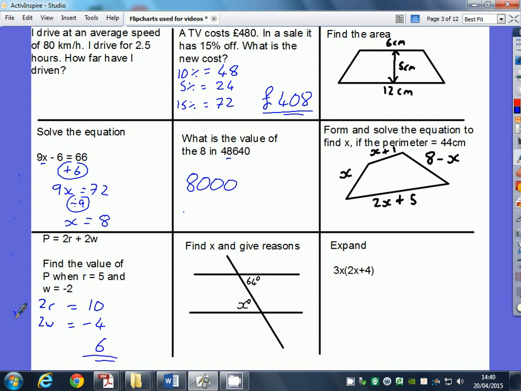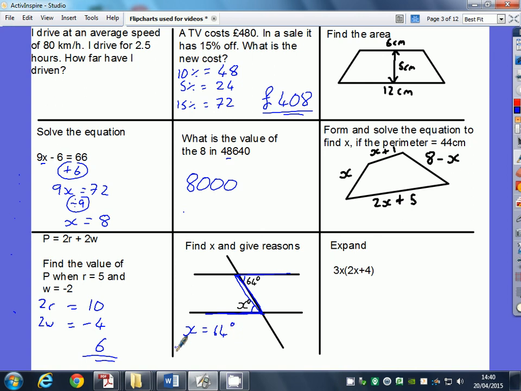Number 8, find x and give reasons why. Well, we're trying to find this angle here, and we know that that one there is 64. If we look carefully, we actually have got one of our z angles in there, that you can see. So x is 64 degrees.